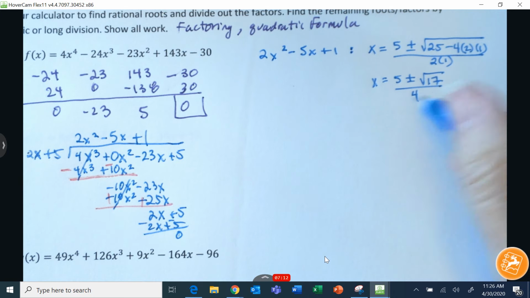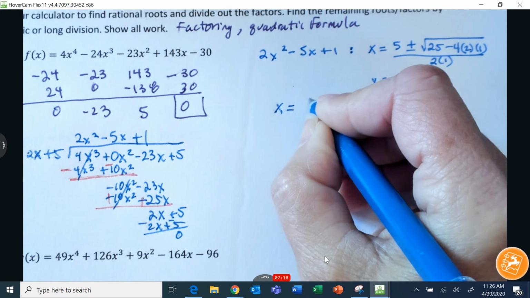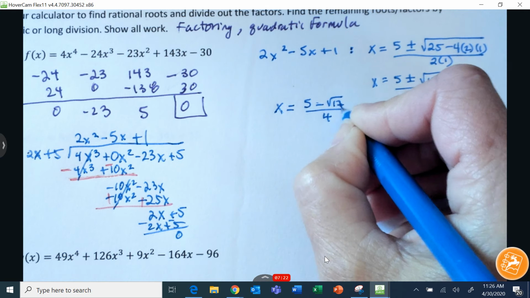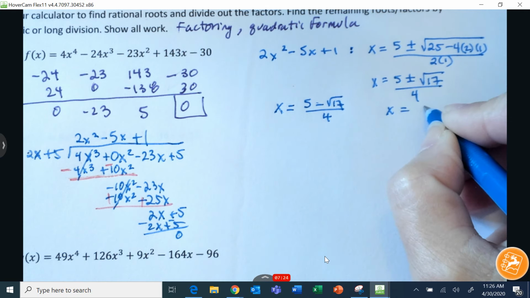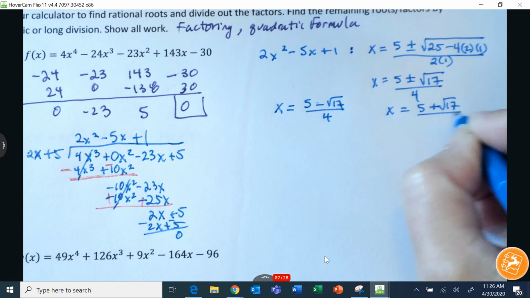Okay, so there's actually 2 zeros here. If I'm going to write those as factors, I'm going to have x equals 5 minus radical 17 over 4, and I'll have x equals 5 plus square root 17 over 4.